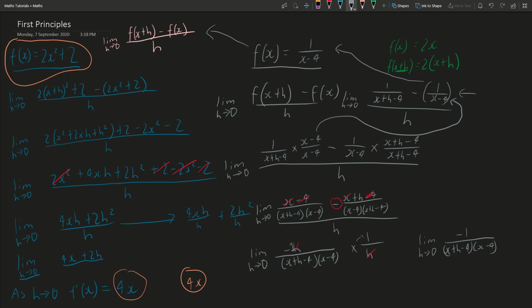Therefore, we can now write the same as we did on the left side, as h approaches 0, f of x equals, and anytime you see h, just going to sub in 0. So you have negative 1 on x plus 0 minus 4. That's just from up here. So we have x minus 4 times x minus 4, which is the same as negative 1 on x minus 4 squared. And that's your final answer.